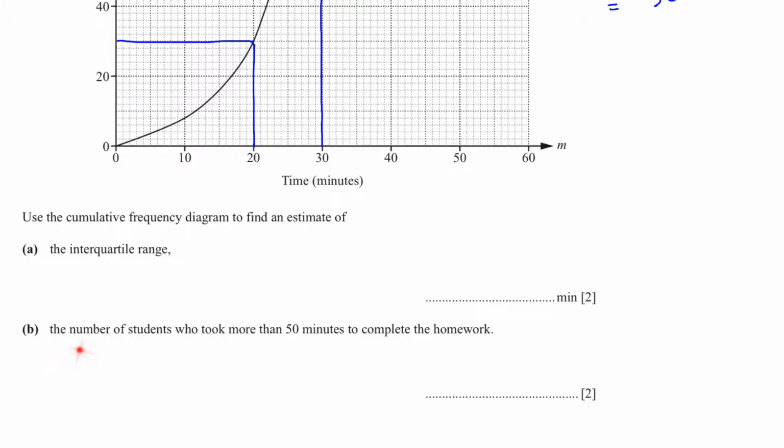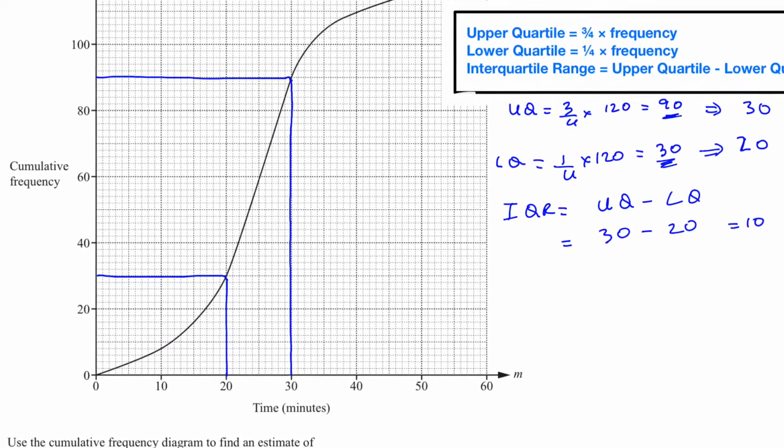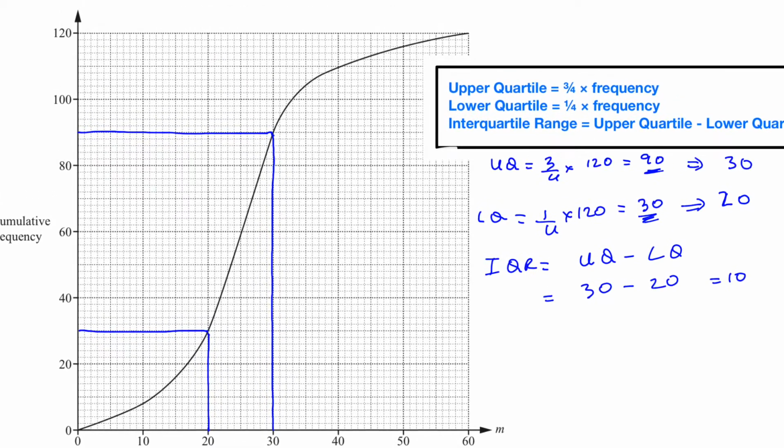In part B, the number of students who took more than 50 minutes to complete the homework. So the minutes are here. We will mark from 50 minutes to the graph. When you do that, you will get the 50 is here. So it will touch the graph at this point. Now find the corresponding frequency.